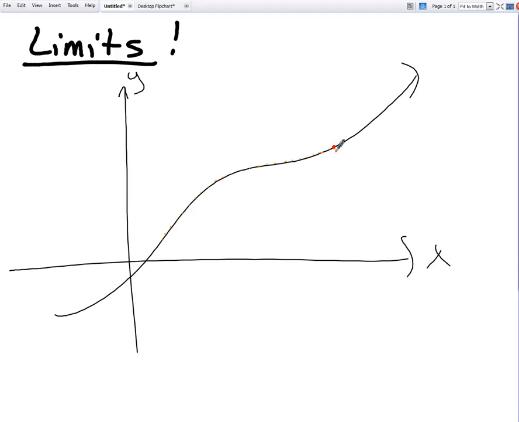Now, what if a fog rolls in so he can't see where he's going? Wouldn't you agree that that's still the limit? That's still where he thinks he's going to step as he walks along this curve from the left or from the right, for that matter. It shouldn't make any difference.